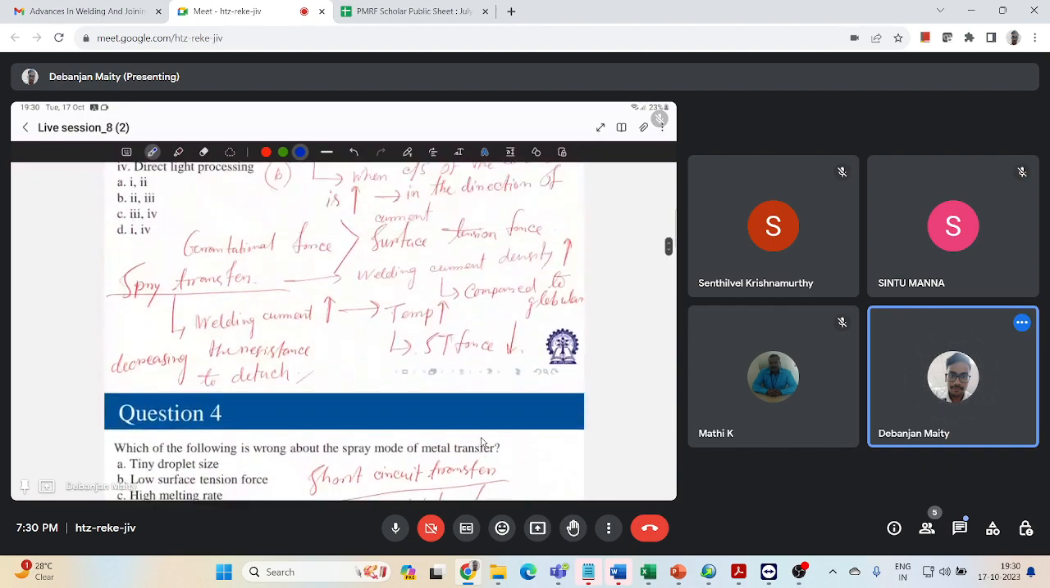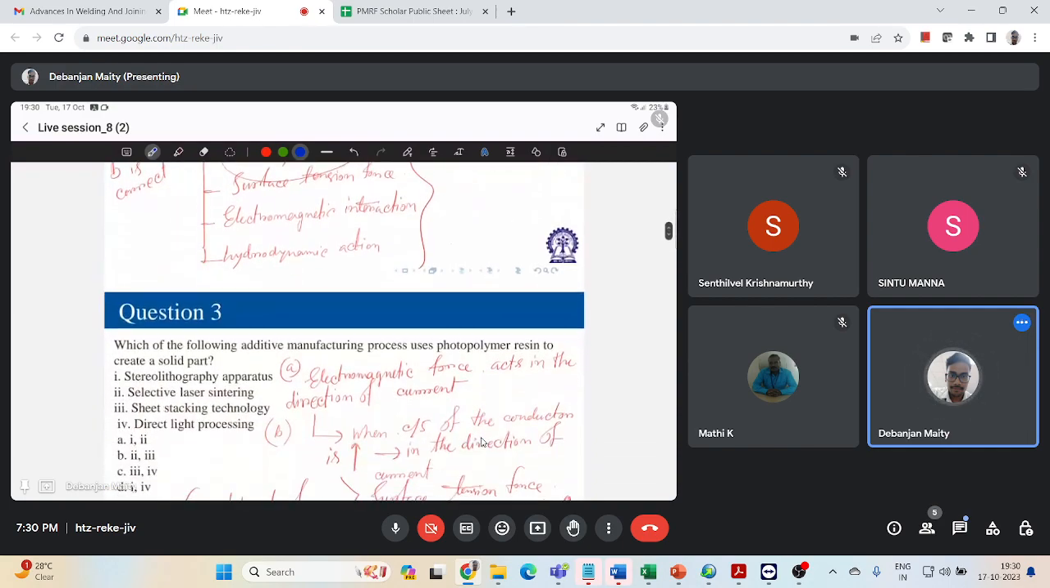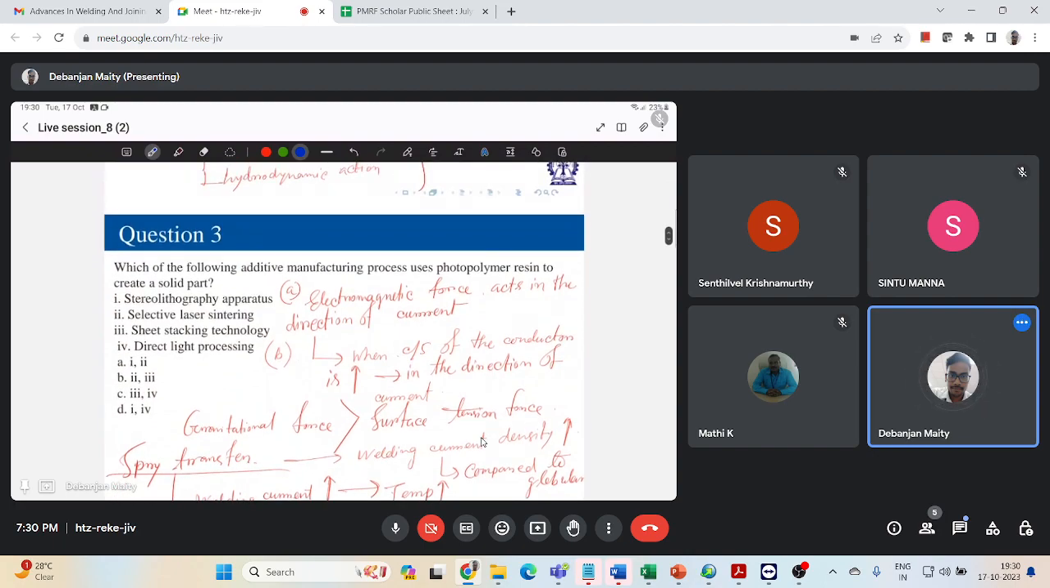Now, let us go through the remaining questions, and then we will finish the session. I have talked about a lot of additive manufacturing in a very short period of time. Anyhow, let's go to the questions and try to figure out which one should be the correct one, depending on the session.